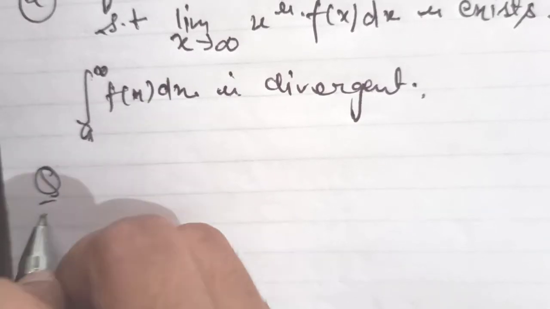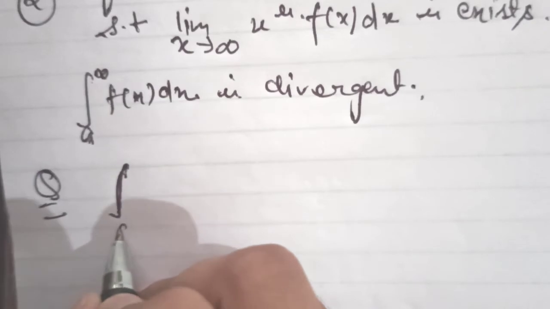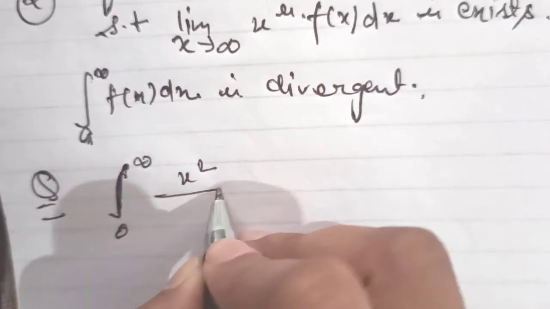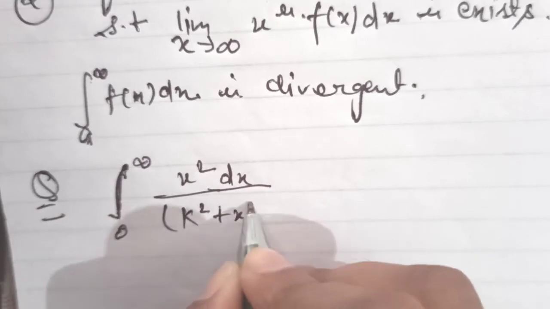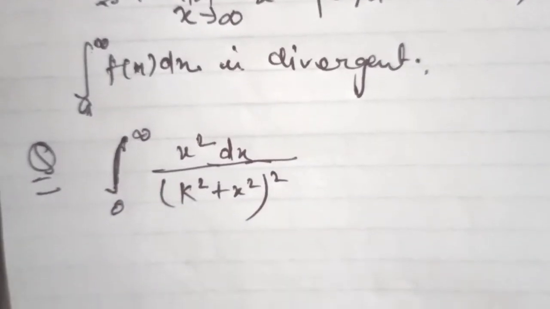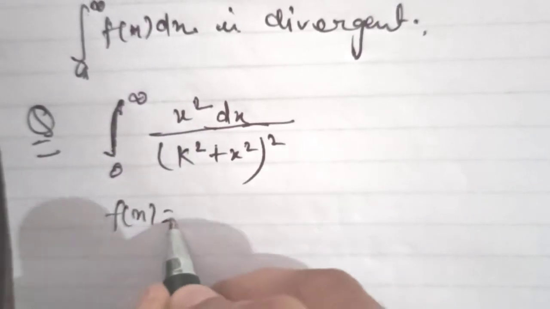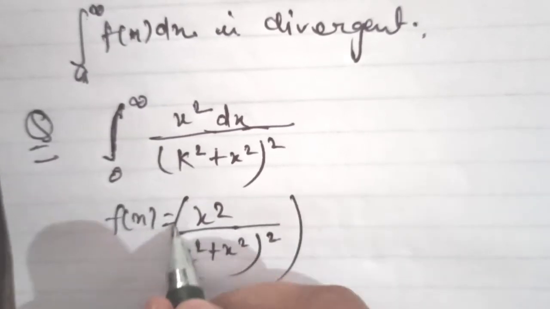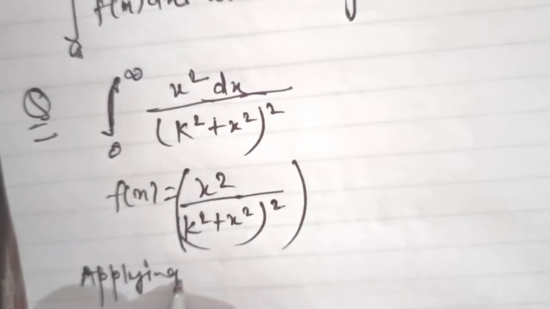Let's take a question to check whether a function is convergent or not. Let's take an example: the integral from 0 to infinity of x square upon (k square plus x square) whole square dx. So this function f(x) is equal to x square upon (k square plus x square) whole square. This is the function, and when you apply the mu test, write down here: applying mu test.